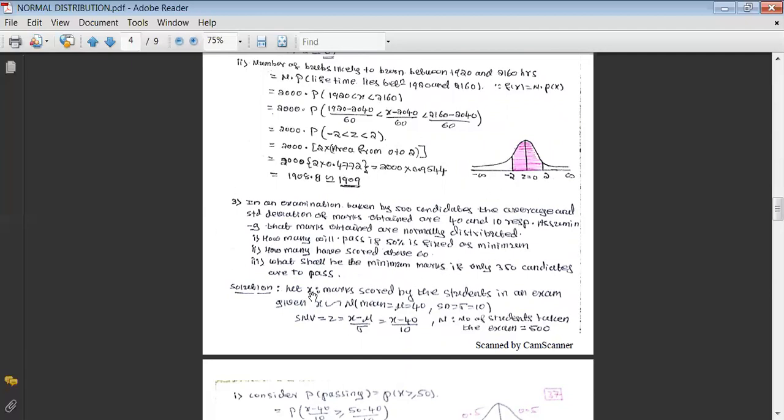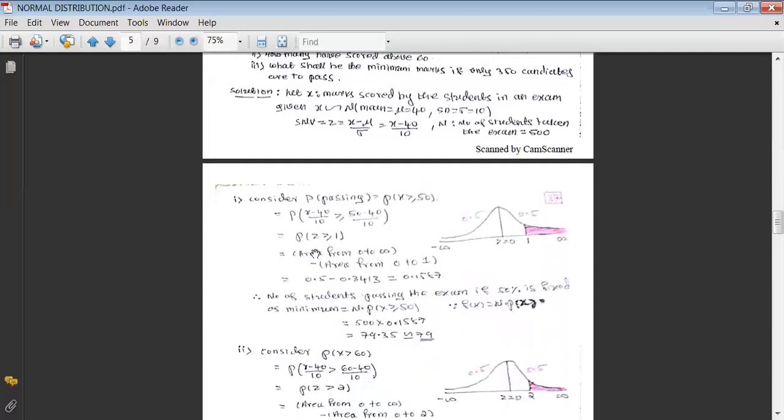Let us take the variable X as the marks scored by the students in an exam. They are given another piece of information: the marks are normally distributed with mean 40 and standard deviation 10. So we can write X follows normal with mean mu equal to 40 and standard deviation sigma equal to 10. Once we know it is normal, we can write the standard normal as Z equal to the value of the variable minus its mean divided by standard deviation. That is Z equals X minus 40 divided by 10. And we write one more capital N that indicates the number of students who took the examination.